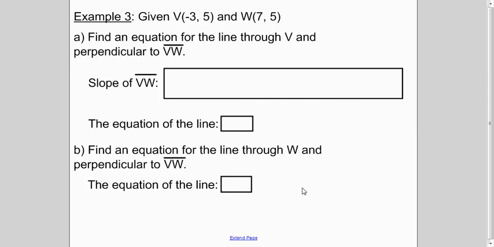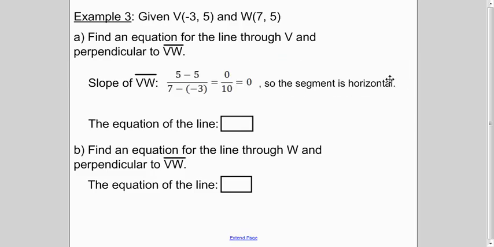Okay, similar idea here. What's the slope of this segment? The slope is 0, so it's horizontal. So we know the perpendicular lines are going to be vertical to it. So vertical lines have the form x equals. And let's see, if it's going through V, the x coordinate is -3. X equals -3.